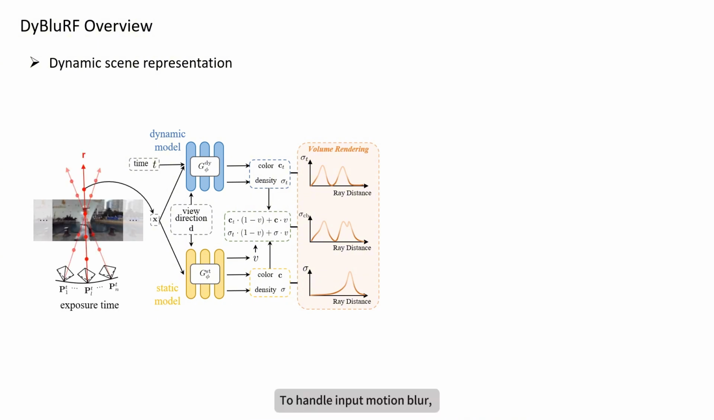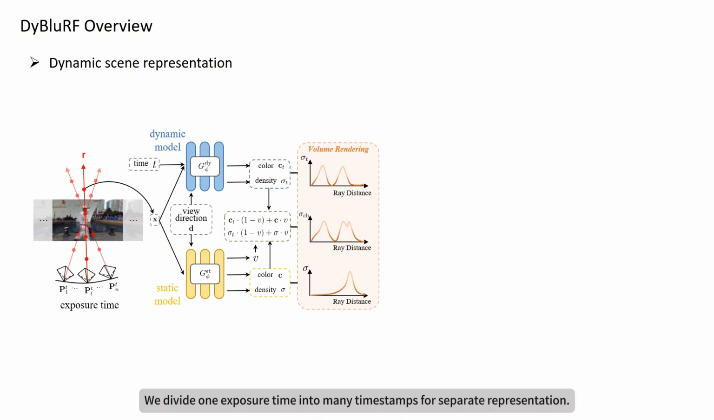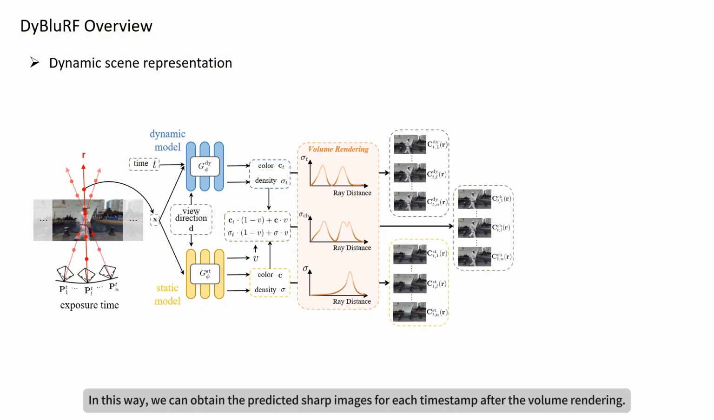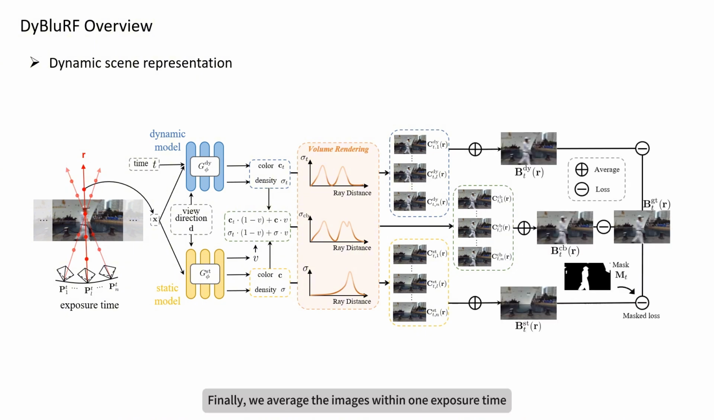To handle input motion blur, we also model camera motion within the exposure time. We divide one exposure time into many timestamps for separate representation. In this way, we can obtain the predicted sharp images for each timestamp after the volume rendering. Finally, we average the images within one exposure time to obtain the predicted blurred image and calculate RGB loss with inputs.